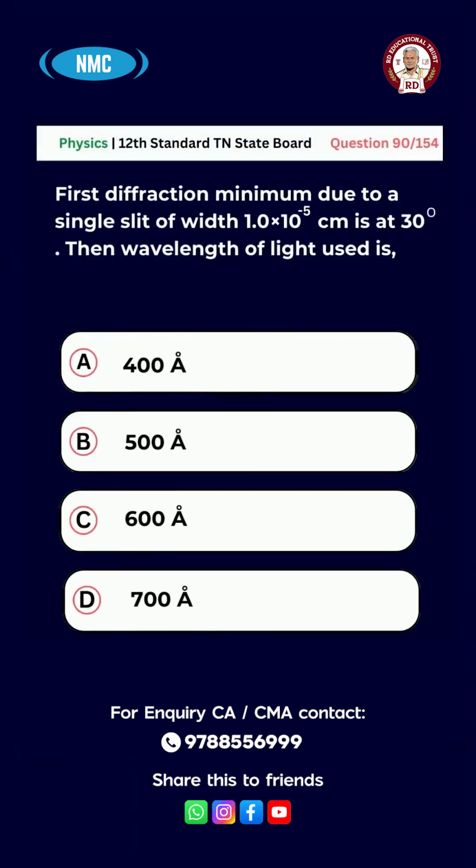Question number 90. First diffraction minimum due to a single slit of width 1.0 times 10 power minus 5 centimeter is at 30 degrees. The wavelength of light used is option A, 400 angstrom, B, 500 angstrom, C, 600 angstrom, D, 700 angstrom. And the right answer is option B, 500 angstrom.